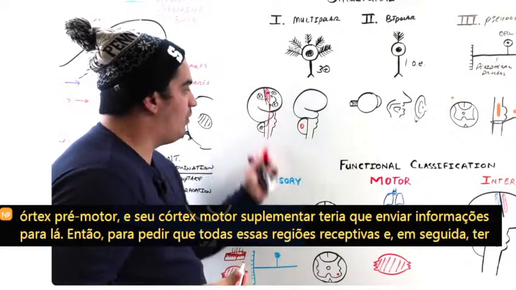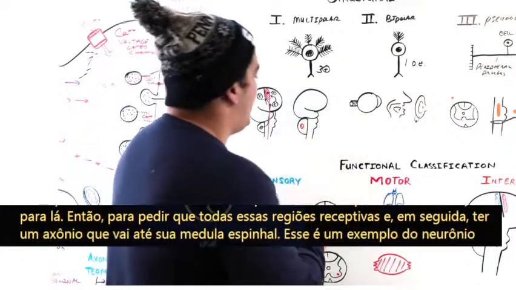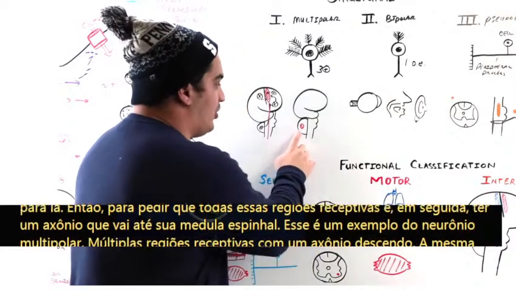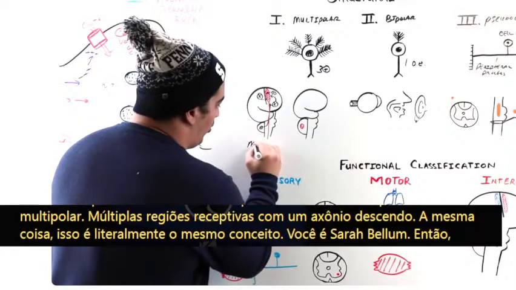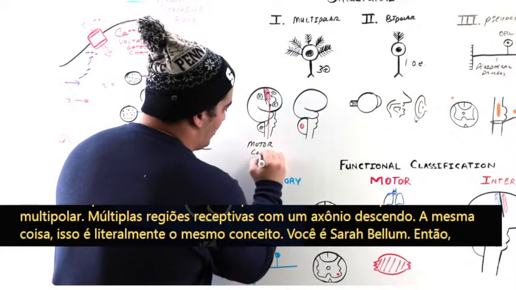Multiple receptive regions with an axon going down. Same thing, this is literally the same concept. Your cerebellum. So obviously if we were to give an example here, just pick motor cortex as one example.